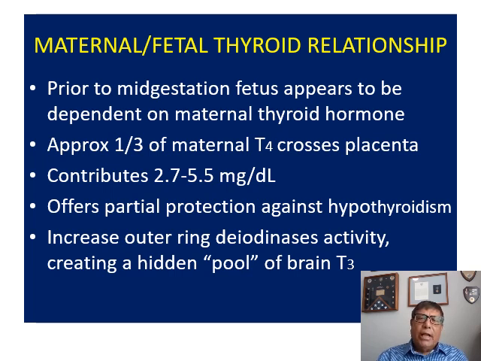And there is also another effort made to protect the brain by increasing the outer ring deiodinase activities, which makes more T3. So T3 is the hormone and T4 is the prohormone. So the brain gets more T3 by the rapid conversion by outer ring deiodinase from T4 to T3.